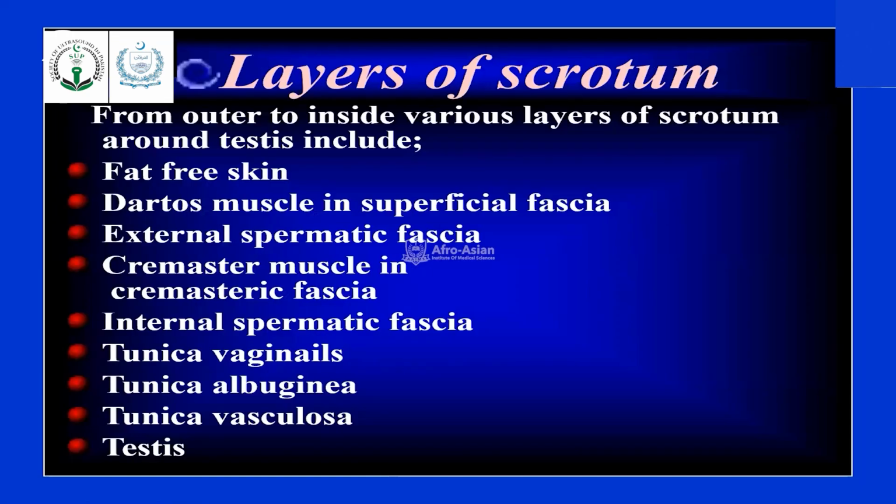The layers of the scrotum include, from outer to inside, various layers around the testicles, which include fat-free skin, dartos muscle in the superficial fascia, external spermatic fascia, cremaster muscle in the cremasteric fascia, internal spermatic fascia. Then come the three tunica layers, tunica vaginalis, tunica albuginea, tunica vasculosa, and then come the testes.